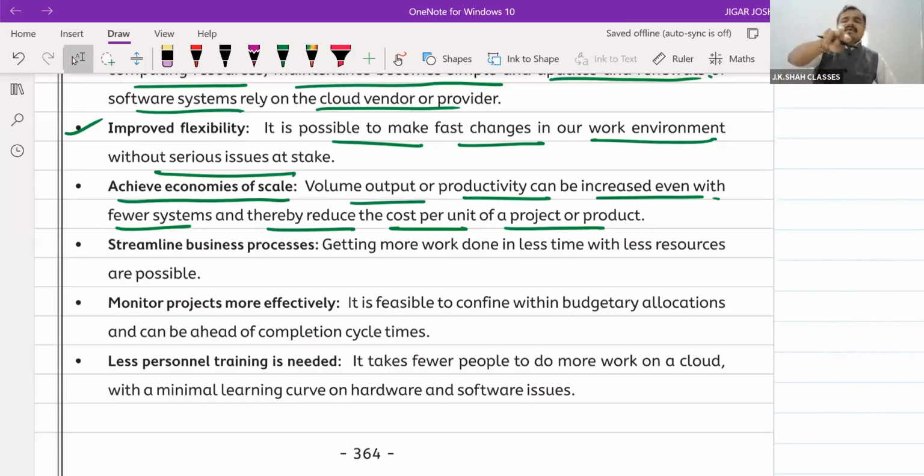You are doing business and you need IT service also, on which you will give the highest importance. Sir, my business, I am earning from it. So IT service, sir, let it be outsourced. Next one, people, streamline business process. Getting more work done in less time with fewer resources is possible.